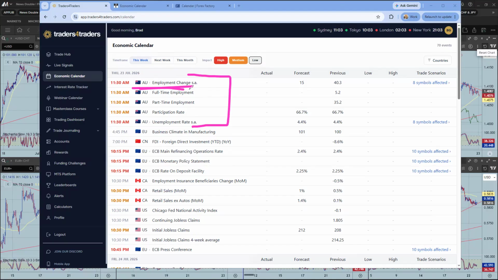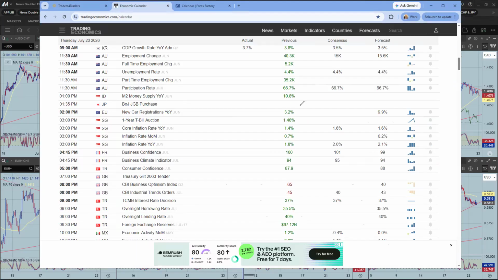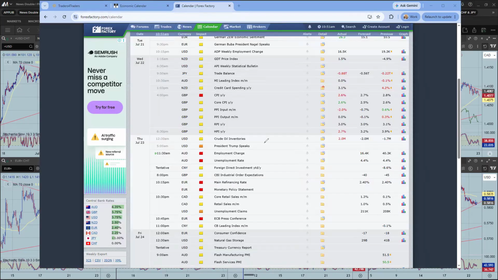Now, the full-time numbers here on the calendar, full-time and part-time, this is important for the breakdown of where the real activity is. The full-time has more weight than the part-time. Quite often the numbers aren't available across the various calendars. You'll get part-time empty, and the full-time is missing there as well. If you check something like Forex Factory, you'll only get the major components, the overall employment change and unemployment rate.